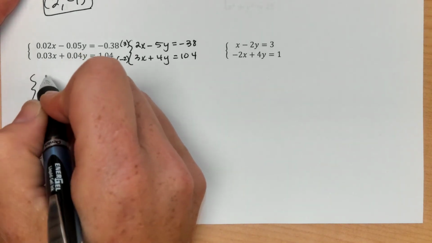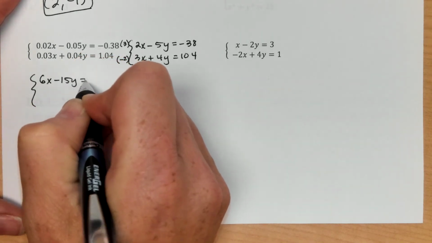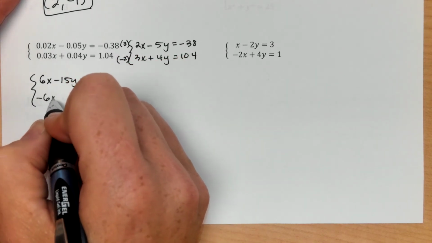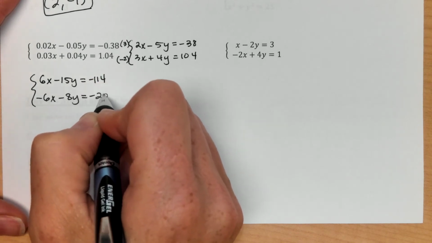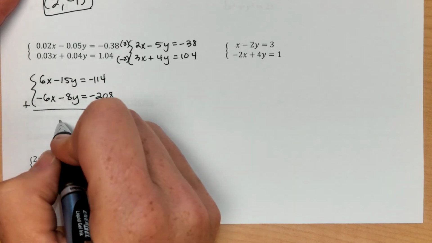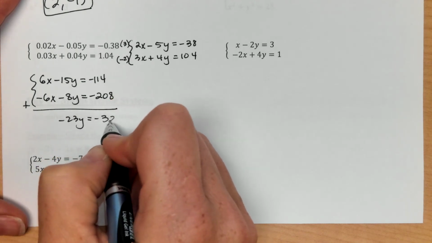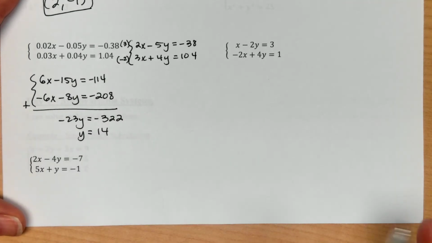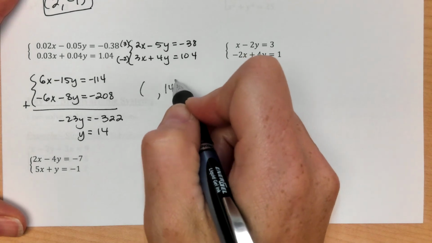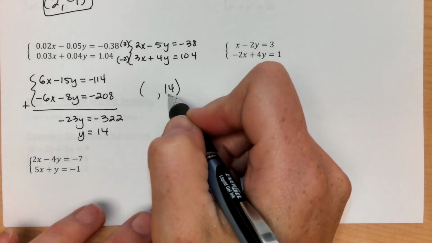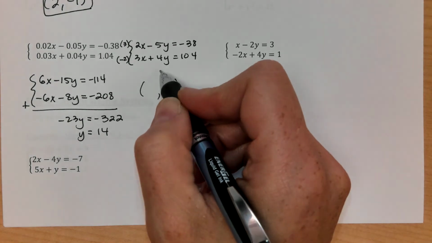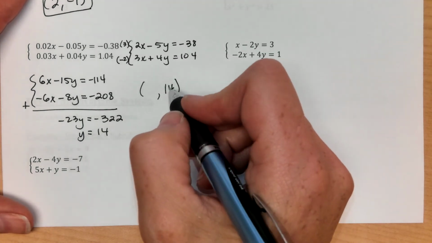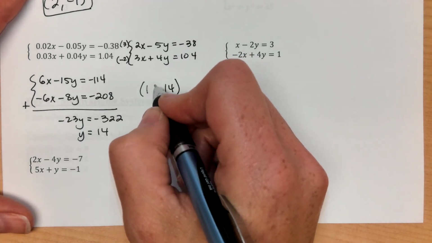So I'm multiplying the top row by 3, that'll be 6x minus 15y, and then equals negative 114. Bottom row is getting a negative 2, so it'll be negative 6x minus 8y equals negative 208. I'll add them together. I get negative 23y and negative 322. Divide both sides, and I get 14. That's my y value, so when I set up my parentheses, make sure you put that in for the y space. Also, make sure that you are substituting that in for y. Don't accidentally do it for x because you're in the habit of getting x first. And then when you plug 14 in for y, you get 16 for x.